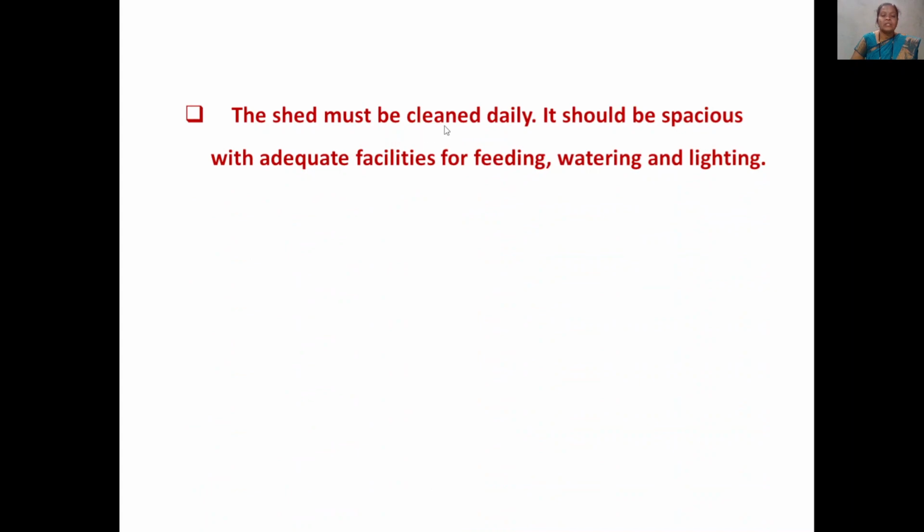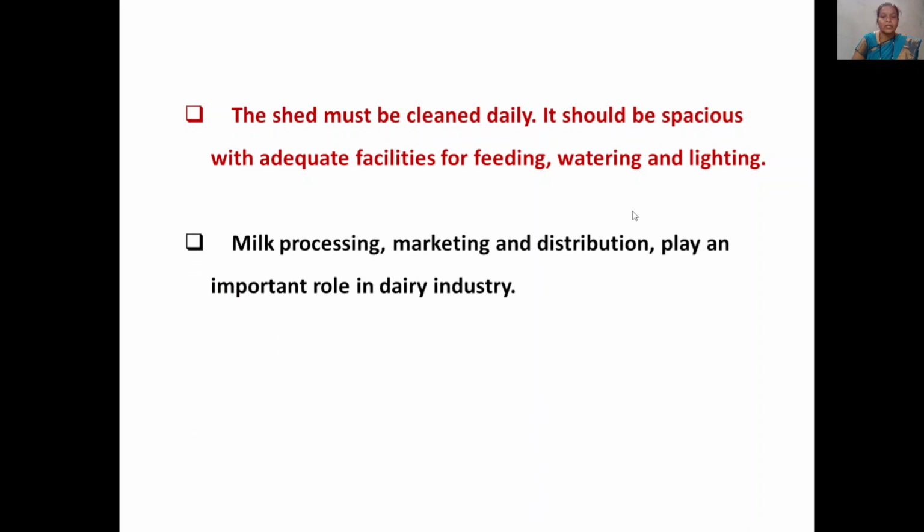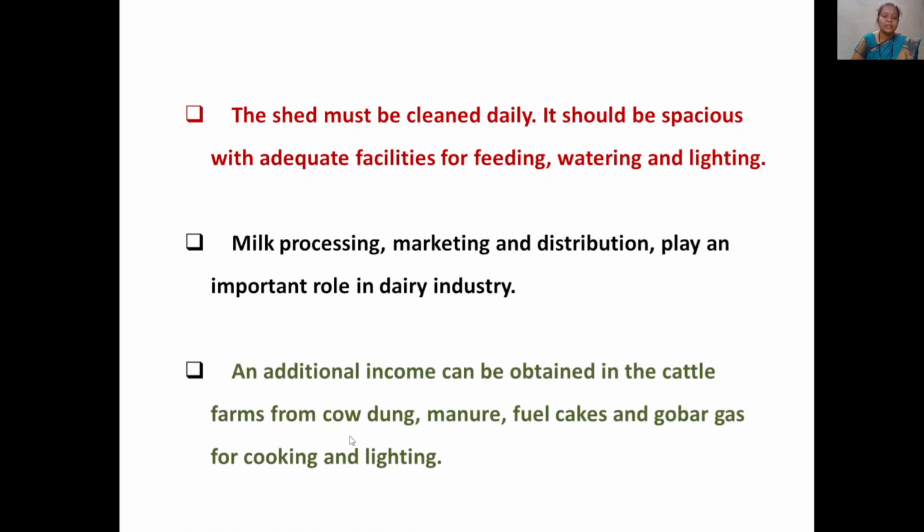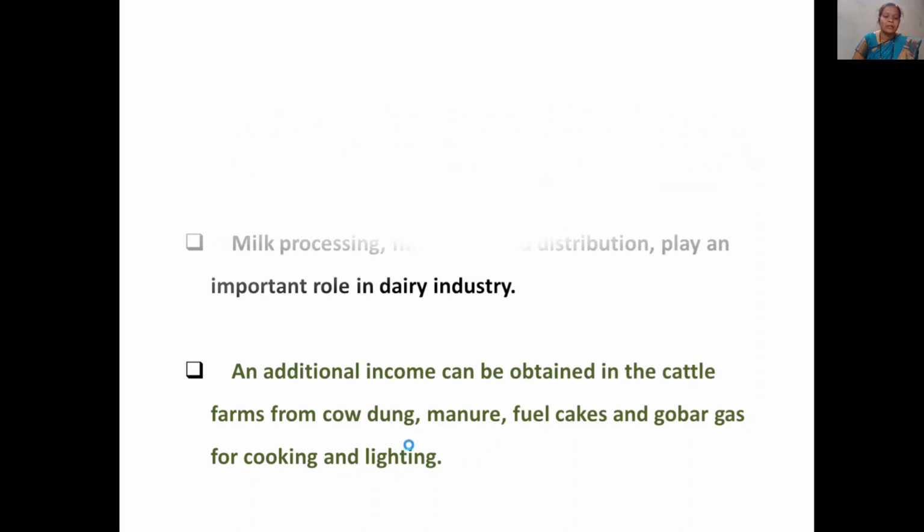The shed must be cleaned daily. It should be spacious with adequate facilities for feeding, watering and lighting. Milk processing, marketing and distribution play an important role in a dairy industry. An additional income can be obtained in the cattle farms from cow dung, manure, fuel cake and gobar gas for cooking and lighting.